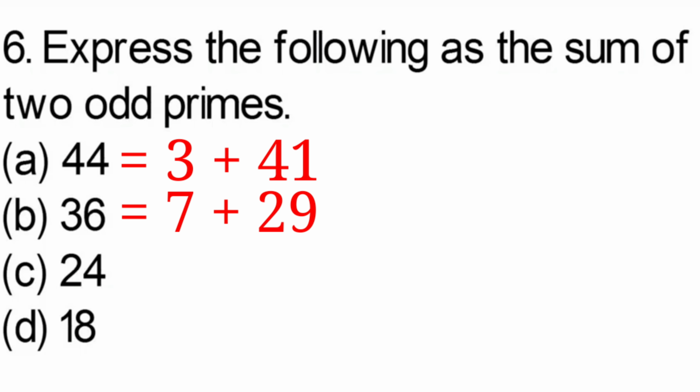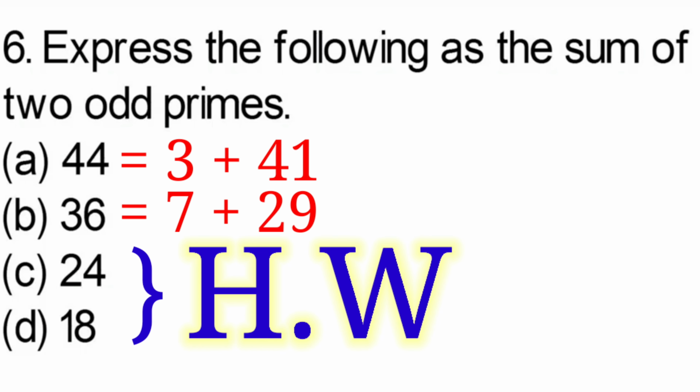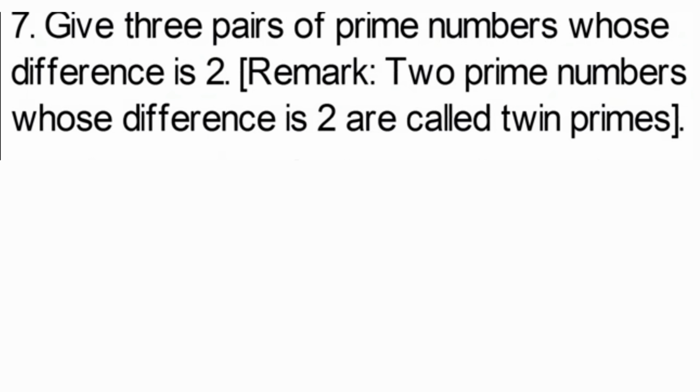So the rest two parts, 24 and 18, they both will be the homework for you. It's very simple, students. Just apply the rule and it will be very simple for you. Got it, students? Now question number 7, we have: give 3 pairs of prime numbers whose difference is 2.